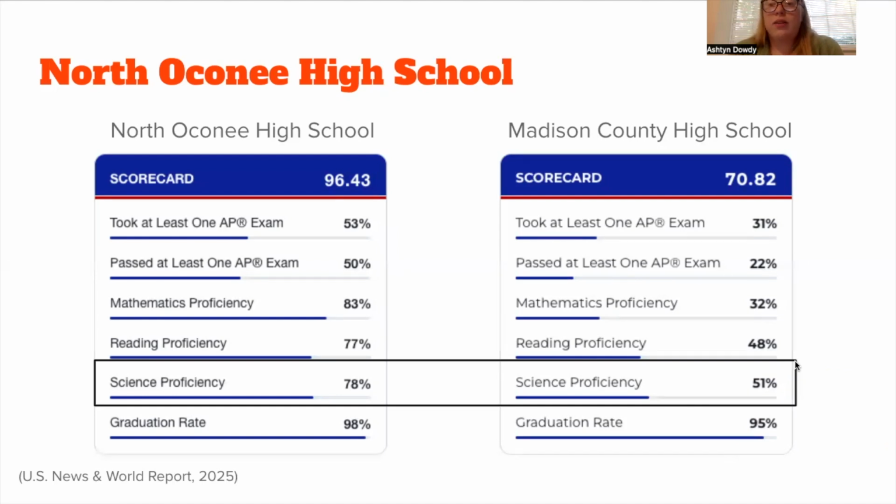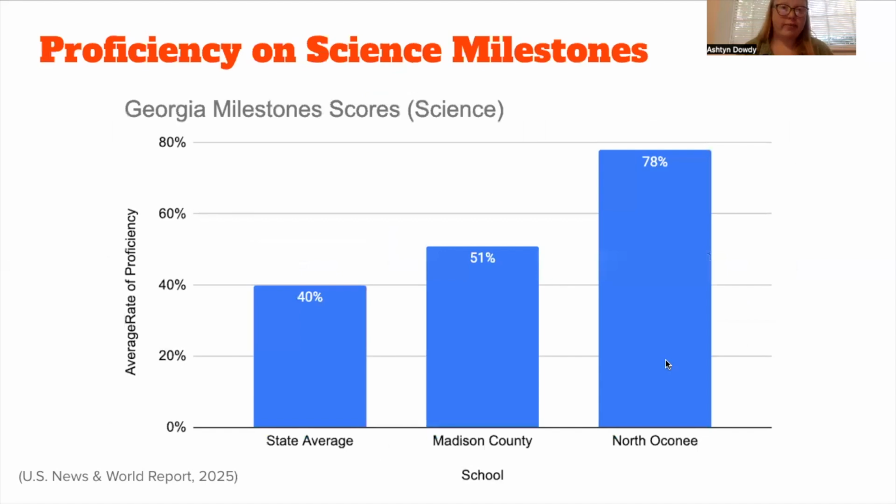And again, I just want to emphasize, I'm not necessarily saying that the income rate is a causation for the success rate, but there's definitely a correlation there. As one goes up, the other tends to go down, right? Again, correlation, not necessarily causation. Looking at that number again here, this shows you the state average, which is at 40%. So Madison County is in fact a little higher than that, 51%. But then again, the North Oconee numbers there jump all the way up to 78%.